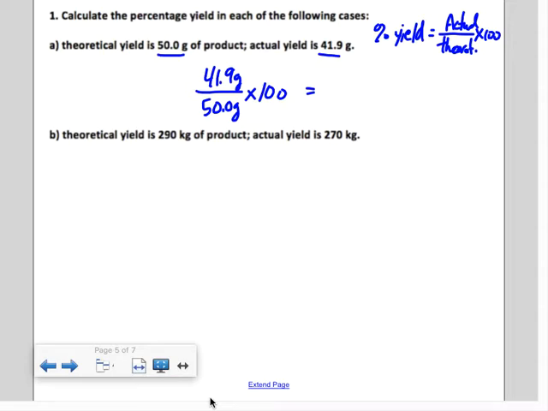So you punch this into a calculator, 41.98 divided by 50 times 100. I get 83.8%. That's my percent yield. That's it. That's all I got to do.